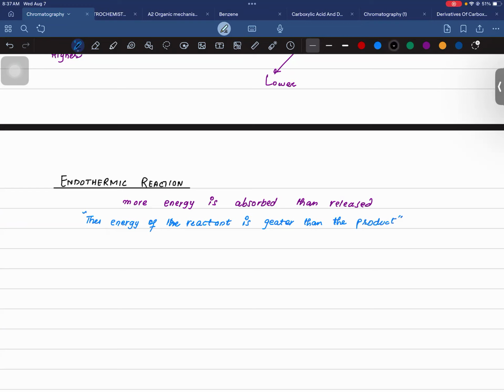Okay. Then exothermic. Can anyone tell me, after looking at this definition, who can define what an exothermic system is on the basis of bond energy? Yes. Can anyone tell me? More energy is released than absorbed. More energy is released than absorbed, right?